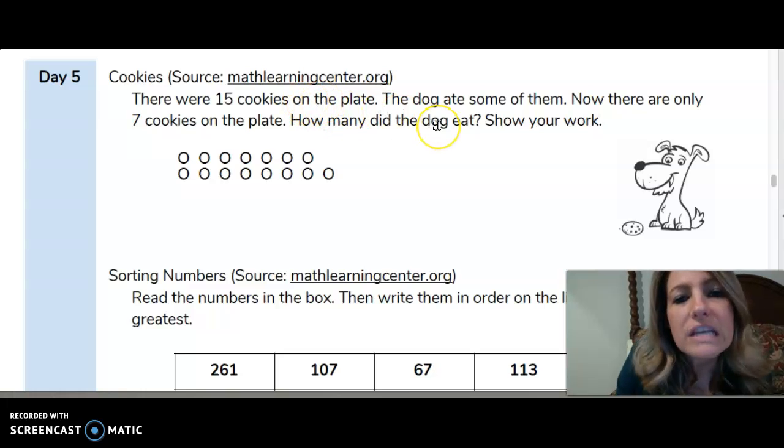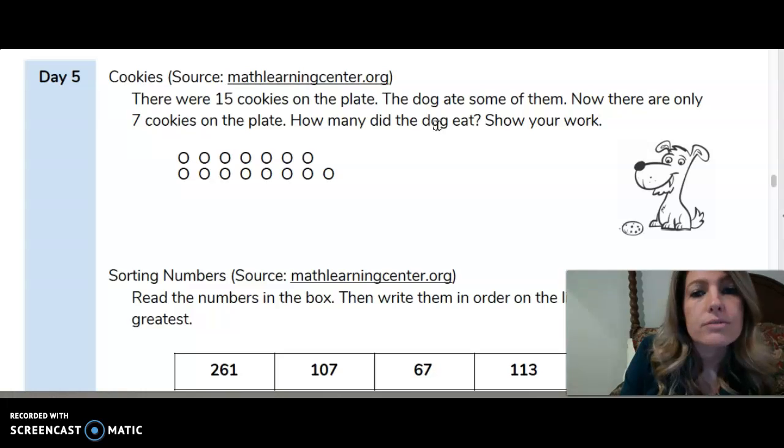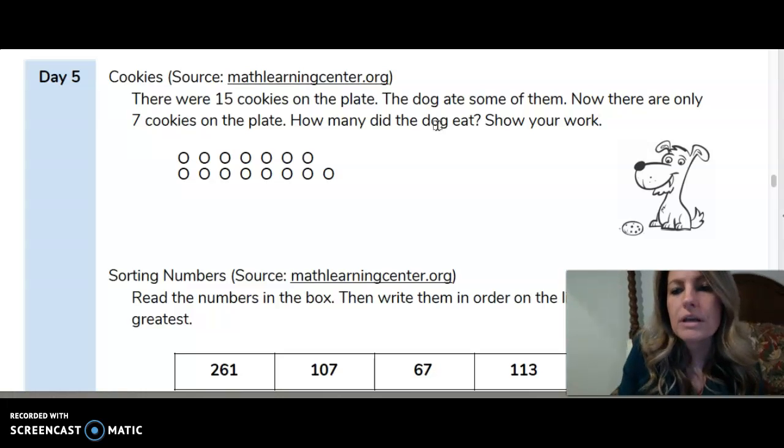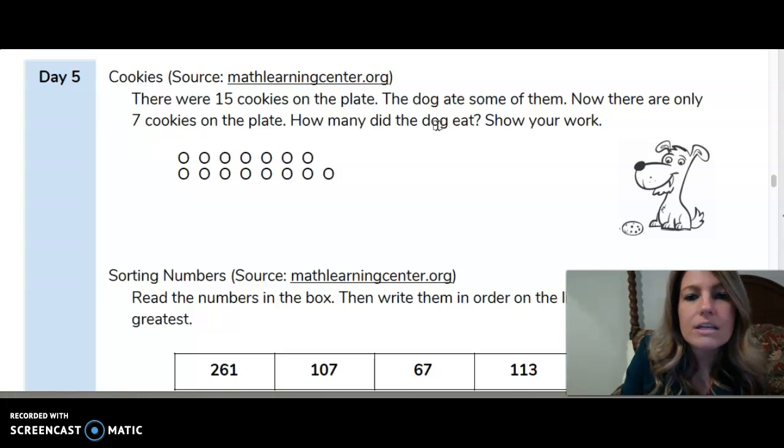There were 15 cookies on a plate. I like to solve my math problems using pictures. I think that is one strategy that makes solving easier for me. So I went ahead and drew 15 cookies on a plate. 1, 2, 3, 4, 5, 6, 7, 8, 9, 10, 11, 12, 13, 14, 15.